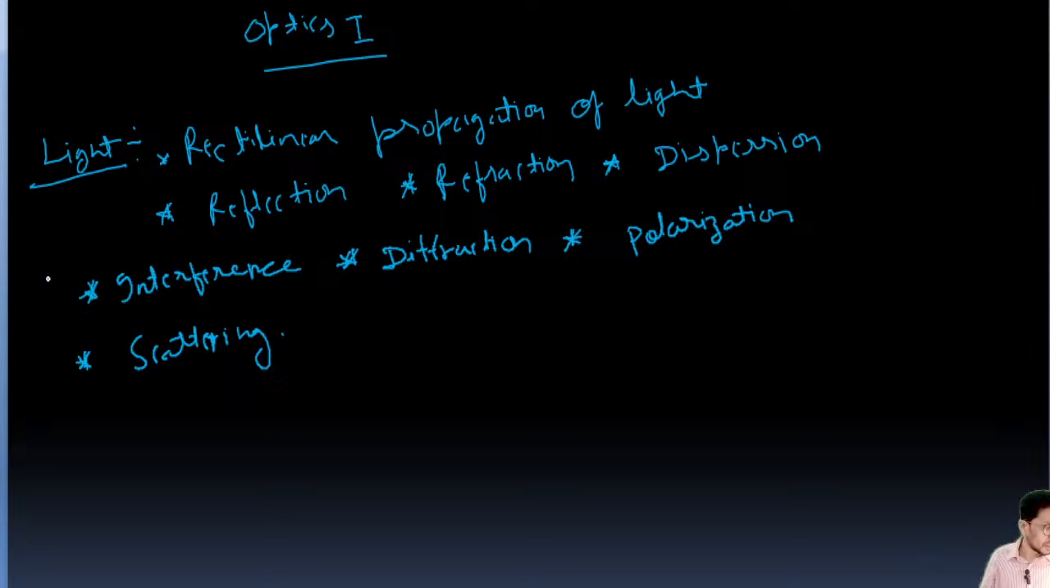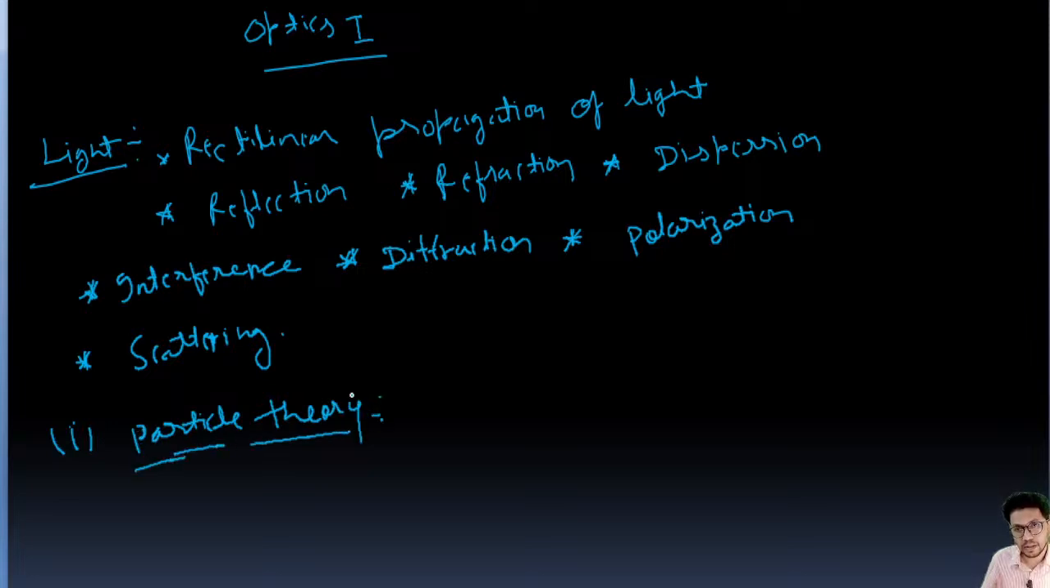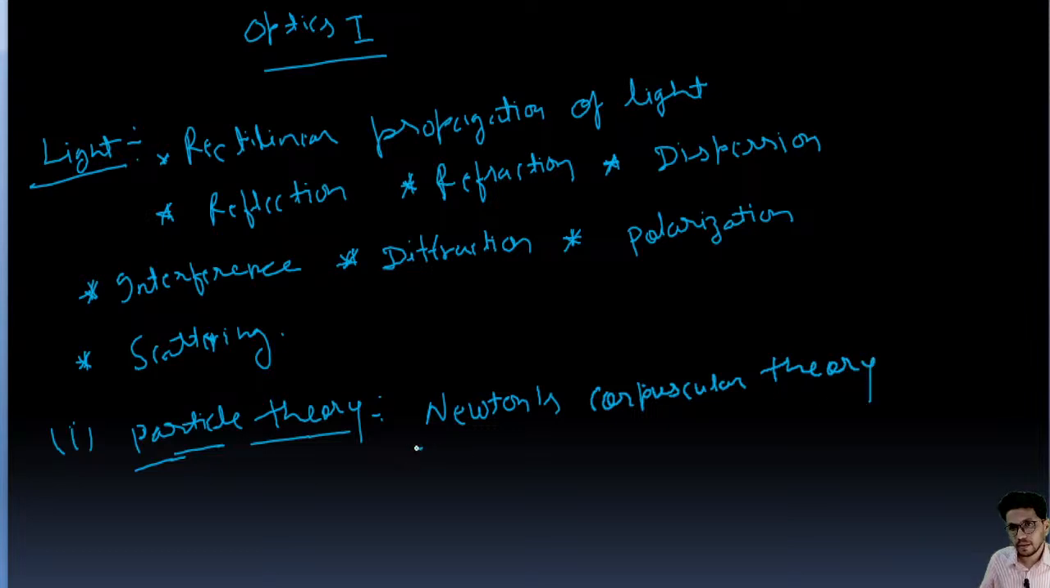I'll just give a brief idea and then we'll proceed further. There are different theories which are given about light. The first theory given was the particle theory, that is Newton's corpuscular theory. Newton gave the theory first. That is Newton's corpuscular theory, the particle theory, which is given by Newton.